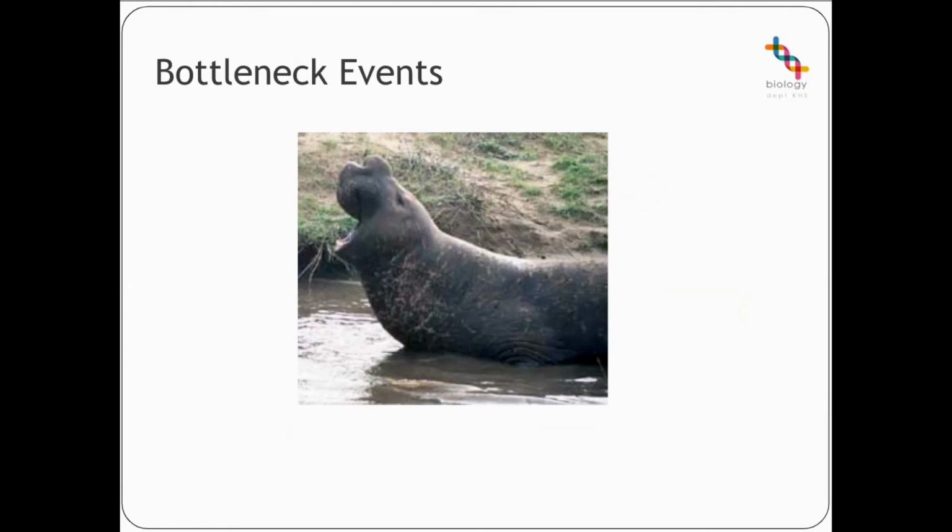Now, their population has now increased. We've got over 30,000 of them globally now. However, their genes are still showing that sort of bottleneck effect. They've got much less genetic variation than similar populations of southern elephant seals, which were not so intensely hunted. So a bottleneck event can have quite a significant long-term effect on the genetic variation of a population.